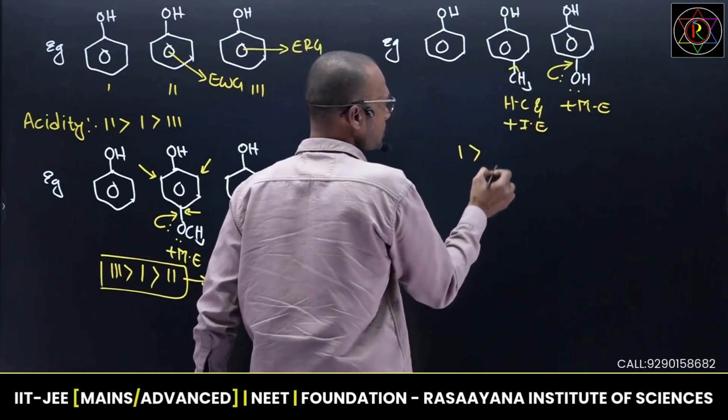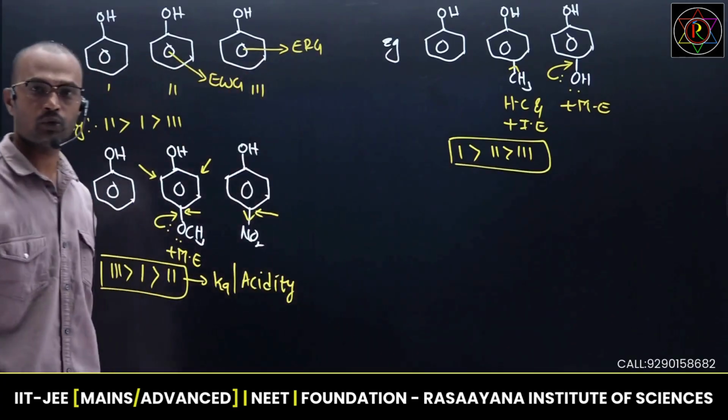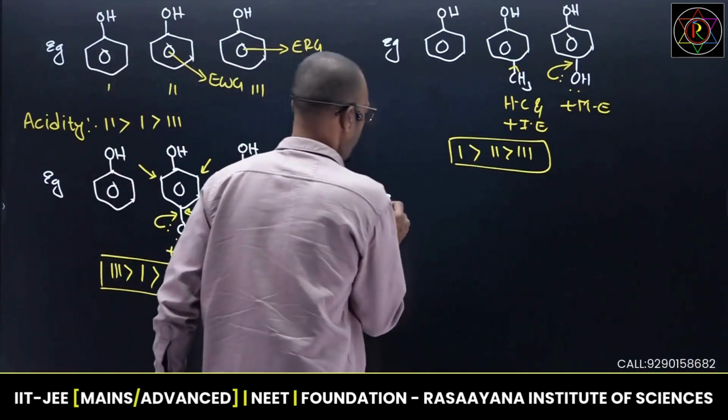So the first one is more acidic than the second one. The second one is more acidic than the third one. This is the acidity order. Stronger the donor, weaker the acidity.